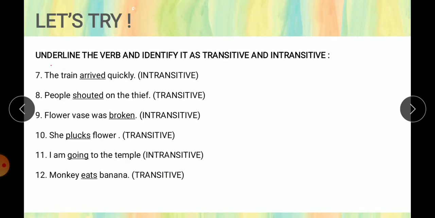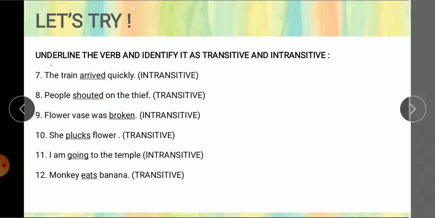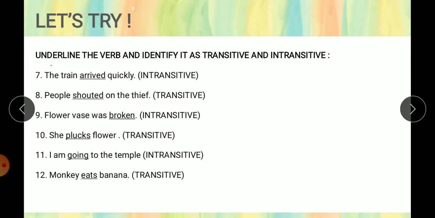Next, the train arrived quickly. Arrived, aana, that's an action. So it's a verb. But train arrived what? Train arrived whom? Are you getting any answer? No. So it's an intransitive verb. People shouted on the thief. Shouted is an action. So that's a verb. People shouted on what? On the thief. So thief is an object. So it's a transitive verb.